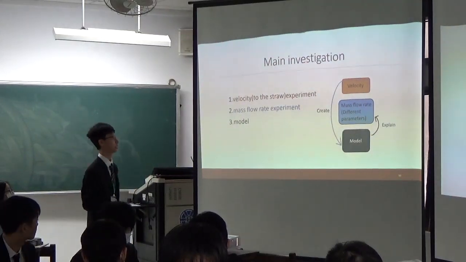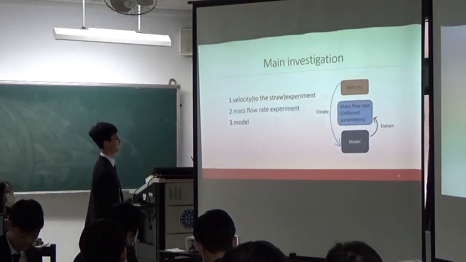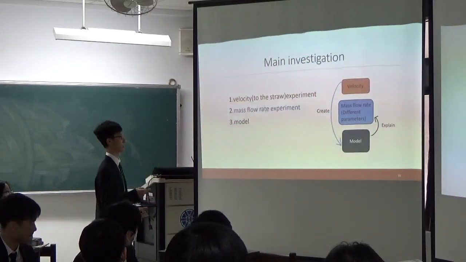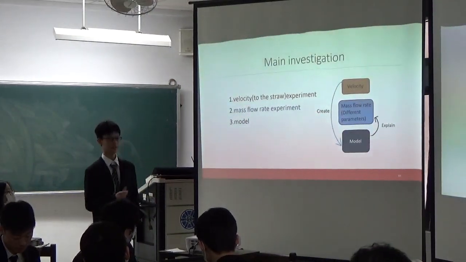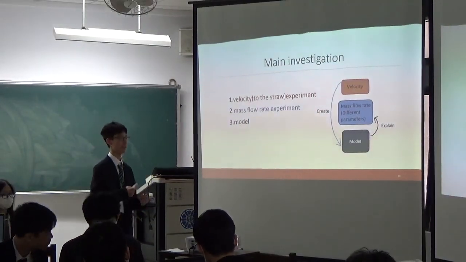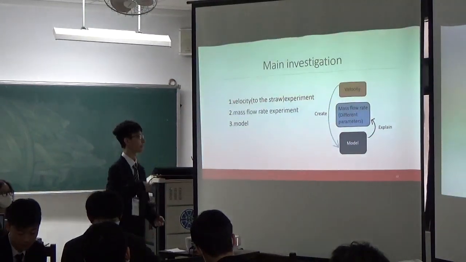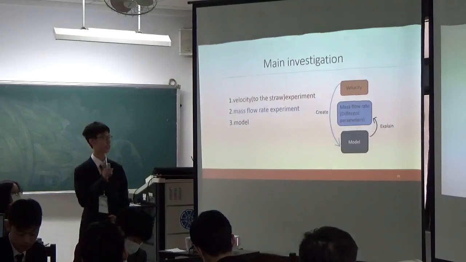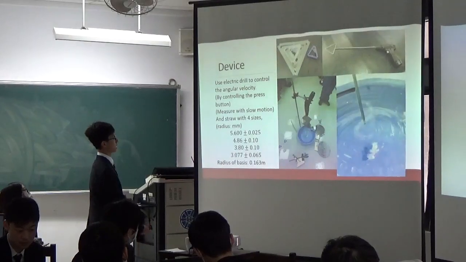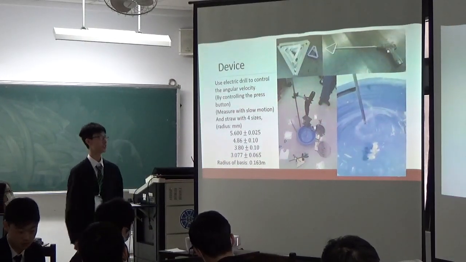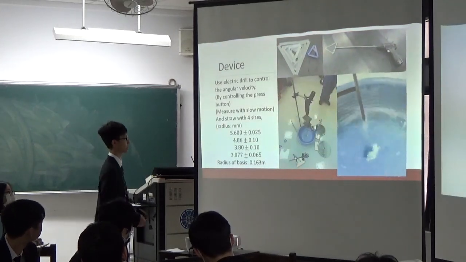We first do the experiment on the velocity of the water pumped out of the straw, the velocity and the mass flow rate. Per 1 second, the amount of water pumped out of the straw, and create a model that can explain the mass flow rate we measured, and write down the investigation. Okay. First is about our device. We use an electrical drill to control the angular velocity, like this.